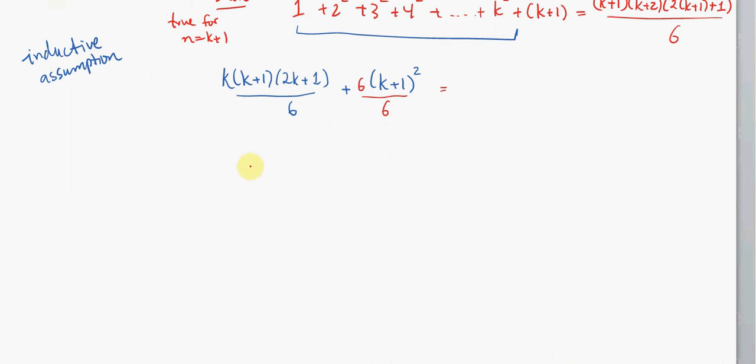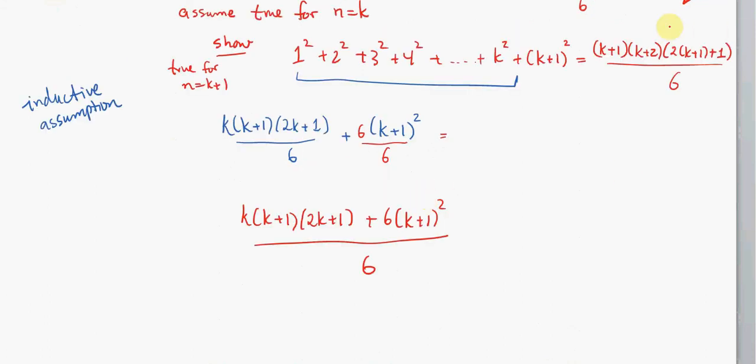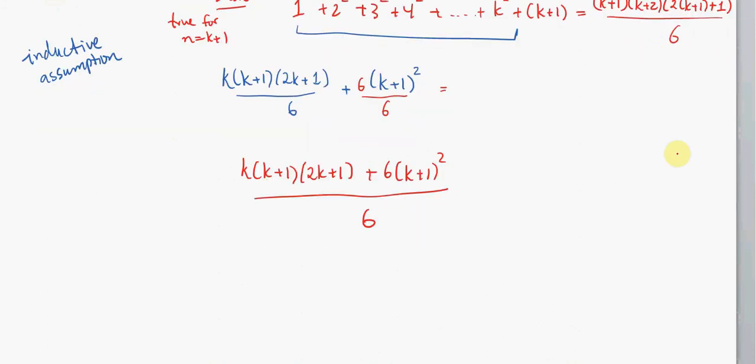All right, so working through all of the details, what we have is the statement that we can combine together: k times (k plus 1)(2k plus 1), plus 6 times (k plus 1) squared, all of this over 6. And we're trying to show that this expression will be equal to the right-hand side. Okay, so let's keep going with this.